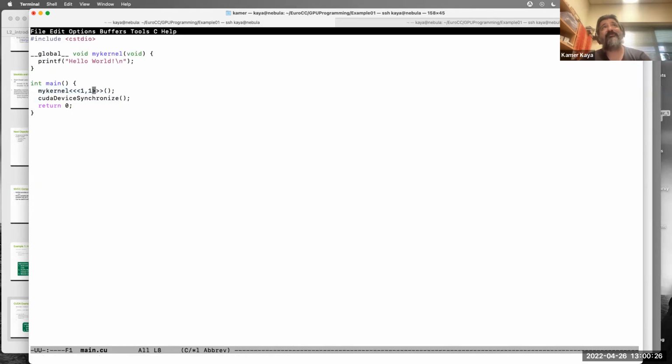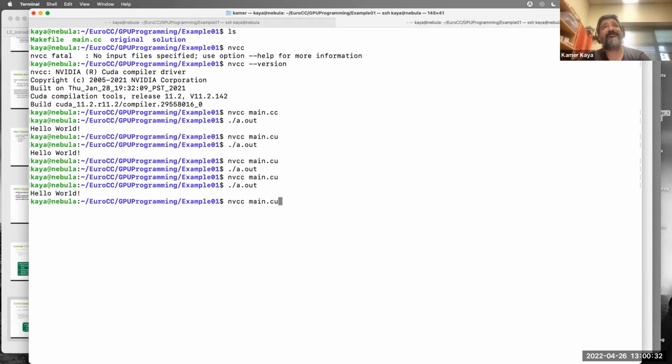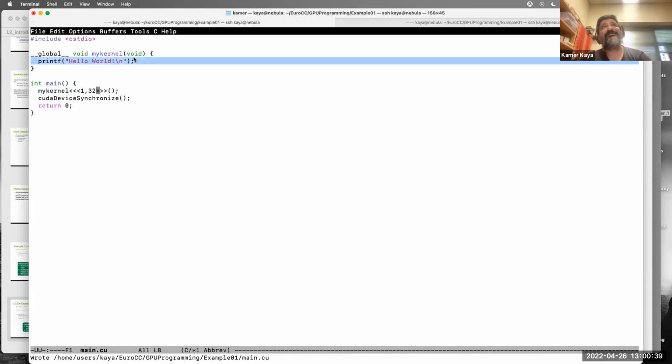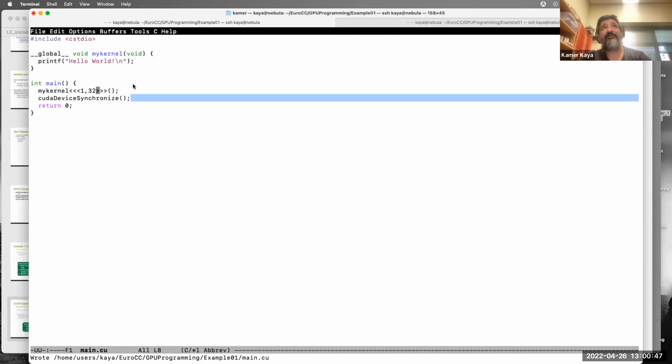And we executed one block, which contains one thread. So let's execute one block, which contains 32 threads. Now I see 32 times hello world. And I don't change the kernel, as you see. So this thing is executed by all the threads. Don't forget, all the threads inside your grid. We didn't do the block IDX thread IDX part, but we will have an example for that in the next part of the course.